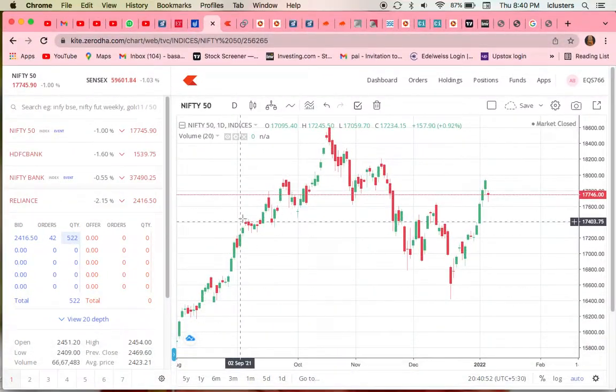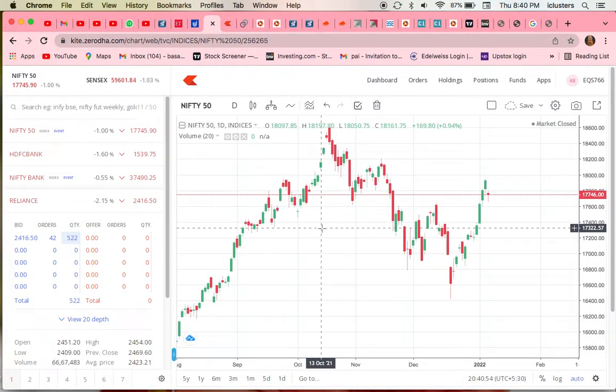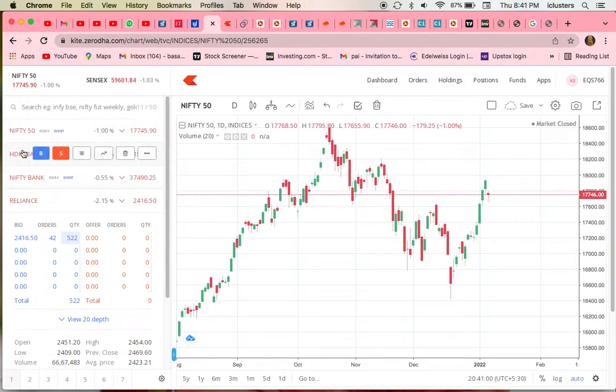We are discussing today completely about indicators, how indicators will work, and what levels we need to see to observe the indicators. Okay, so friends, I have logged in to my Kite Zerodha application and I have opened the Nifty 50 chart.